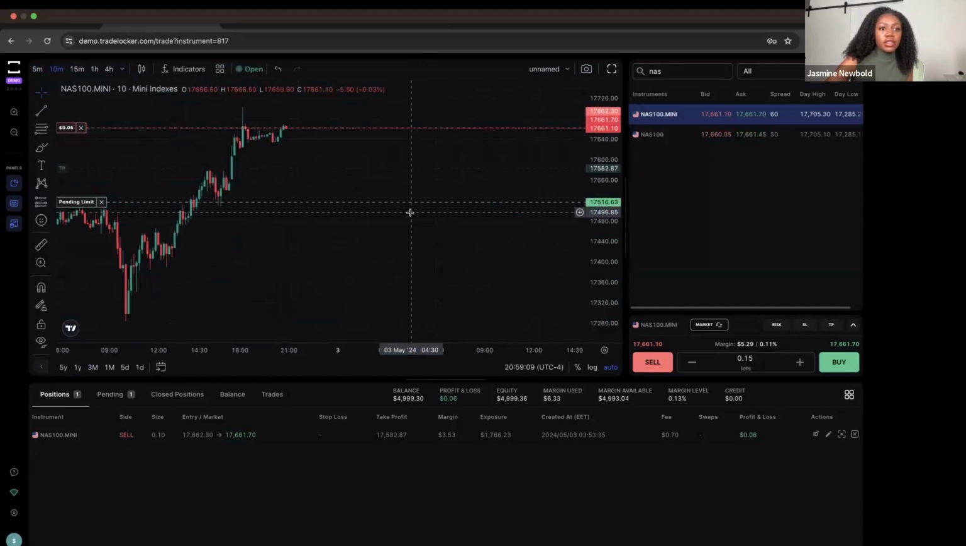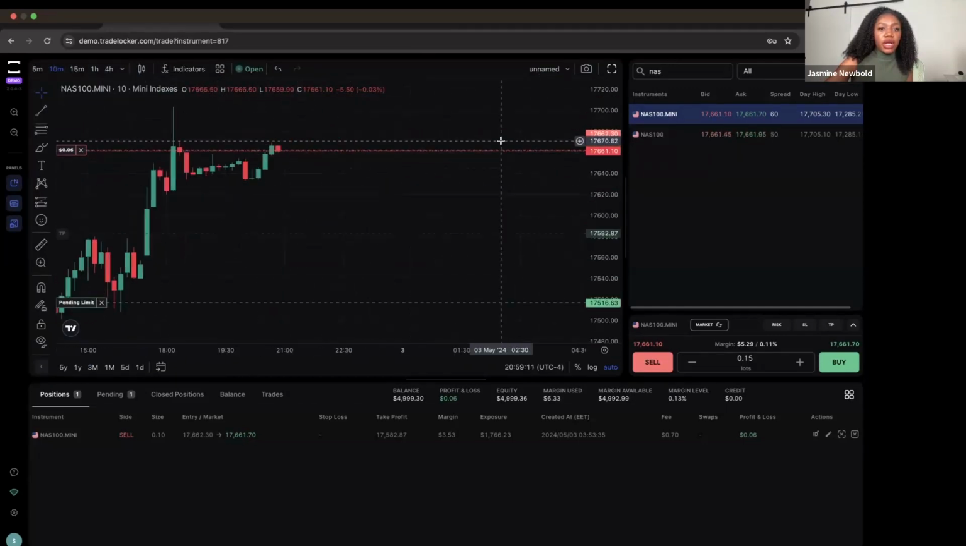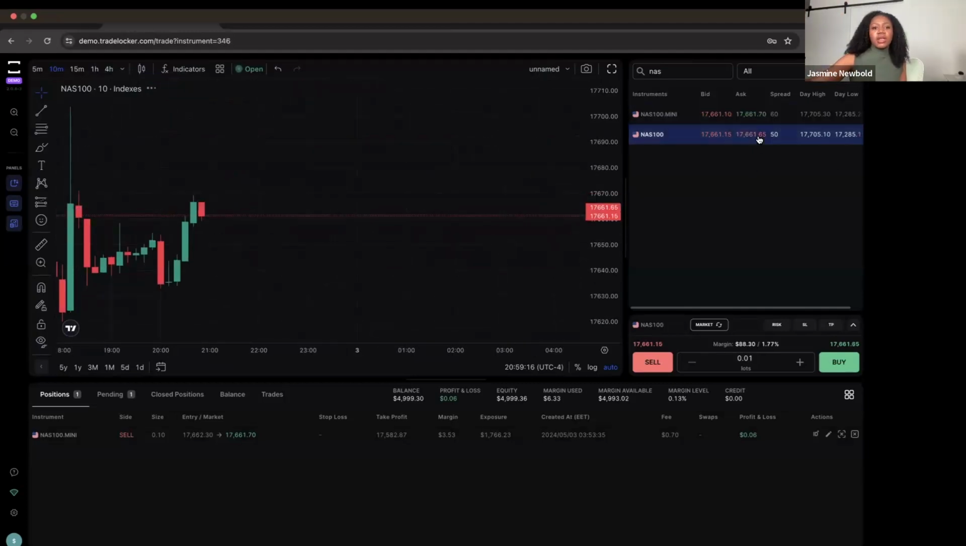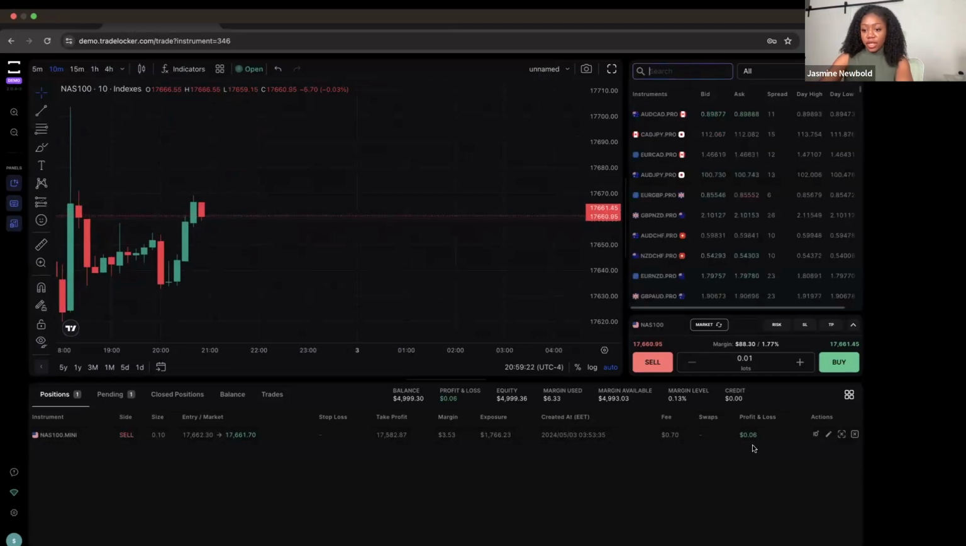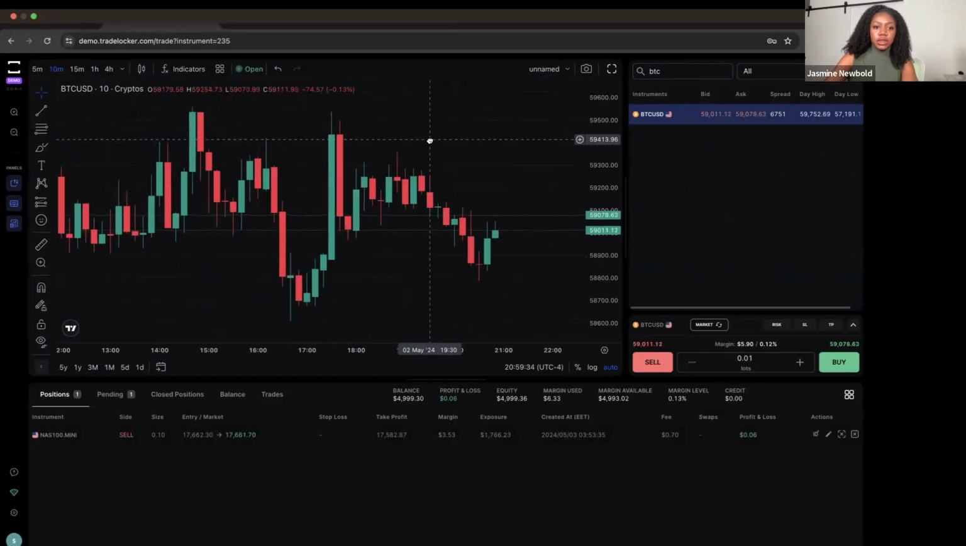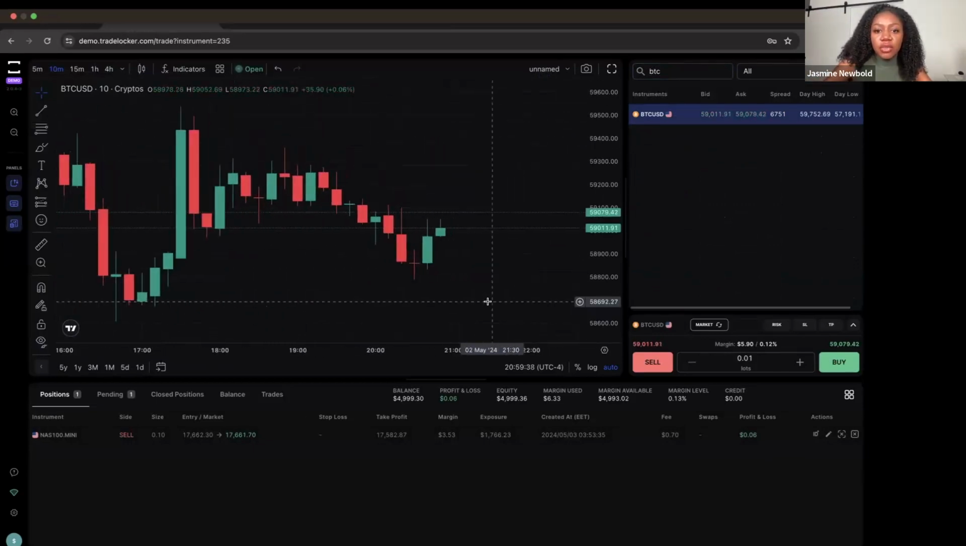So I got to zoom in to show y'all what I mean by spread, which is the broker commission. Let me get something that's moving. This isn't moving for me, even though we're up right now, we're up 6 cents on this trade. It's a demo account. Bitcoin's open right now. So let's go to Bitcoin. Click on Bitcoin.